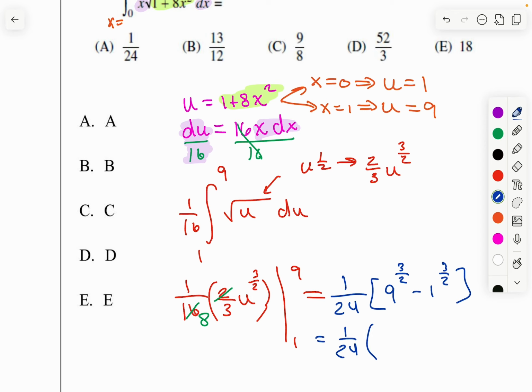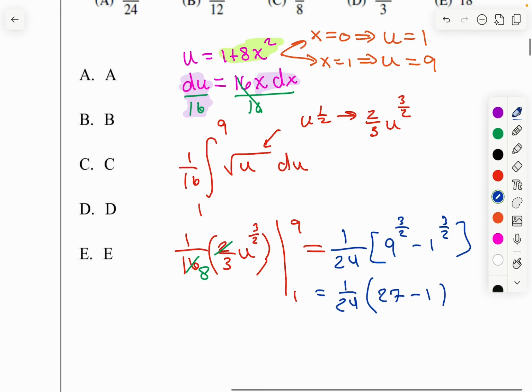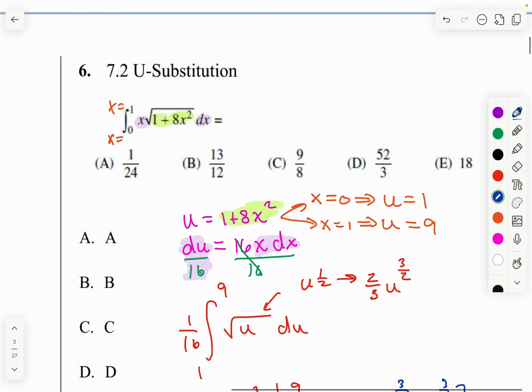So then 9 to the 3/2 is the square root of 9, which is 3. 3 cubed is 27, minus 1. So it looks like we're getting 26 over 24, or 13 over 12, which is B.